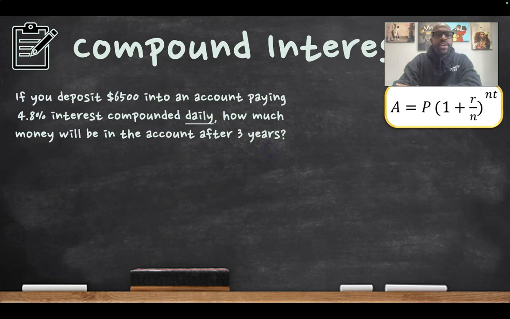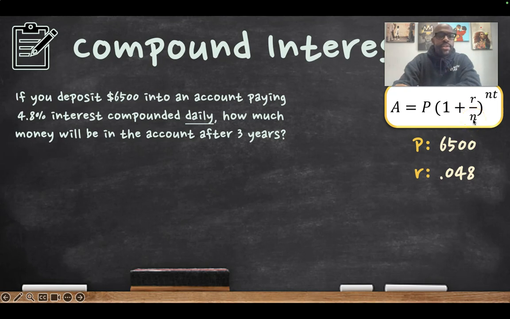All right. So in our next example, if you deposit $6,500 into an account paying 4.8% interest compounded daily, how much money will be in the account after 3 years? So the initial value is going to be $6,500. The interest rate is 4.8%, but we don't put 4.8. We take that and divide it by 100, and we get 0.048.